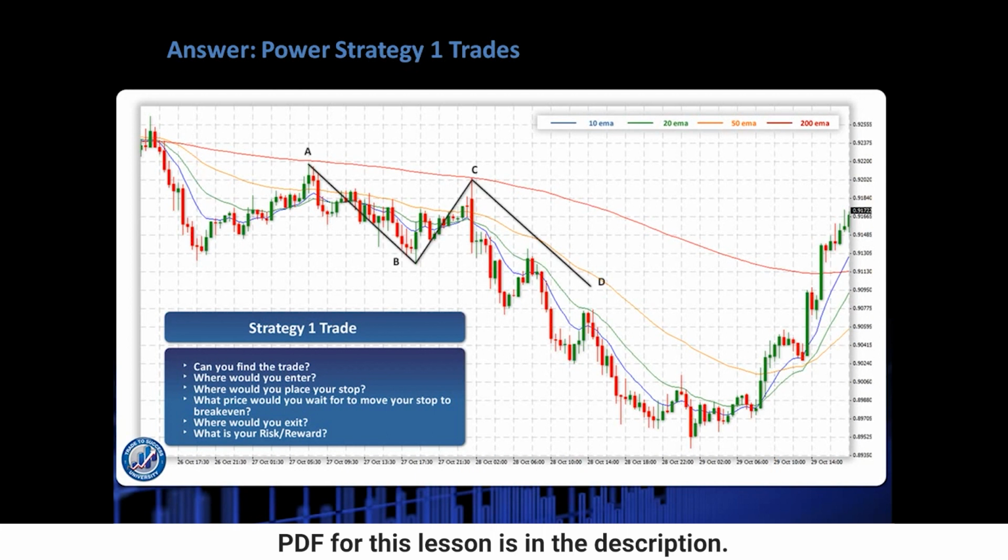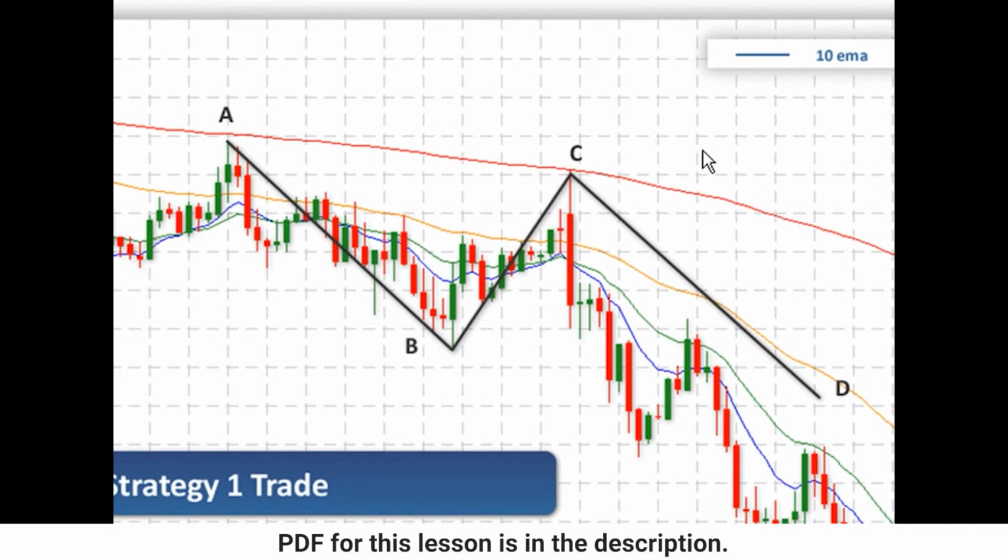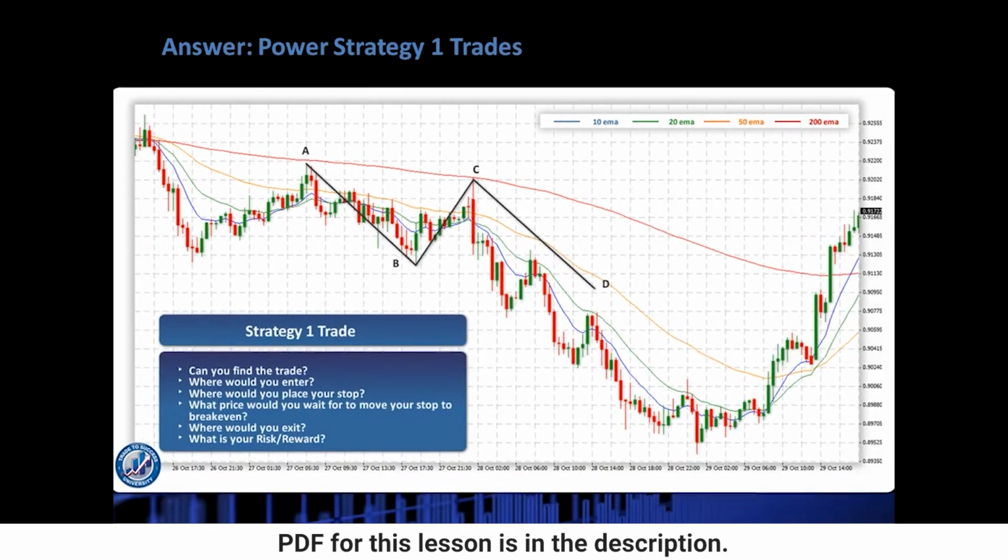I hope you found that. So that is our ABCD formation. We've got our A point here, going down to the B point here, up to the C point, and down to the D point, which is around about this area here. So now where would you enter? Now I want you to pause the video and work out exactly where you're going to enter, and once you figure that out, restart the video.